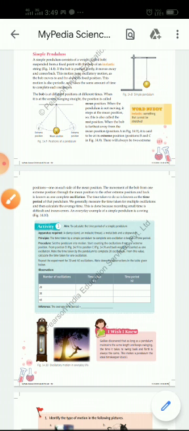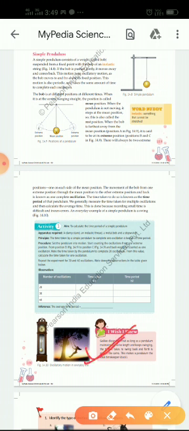So this was something about the simple pendulum, and there is a material given over here. You have to go through it. I'm also sending a supportive video from YouTube, so you go through this and complete your checkpoint.